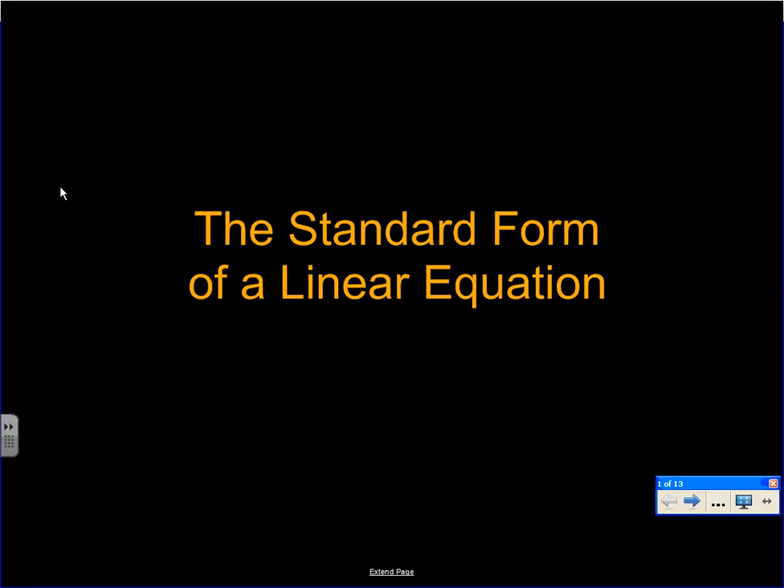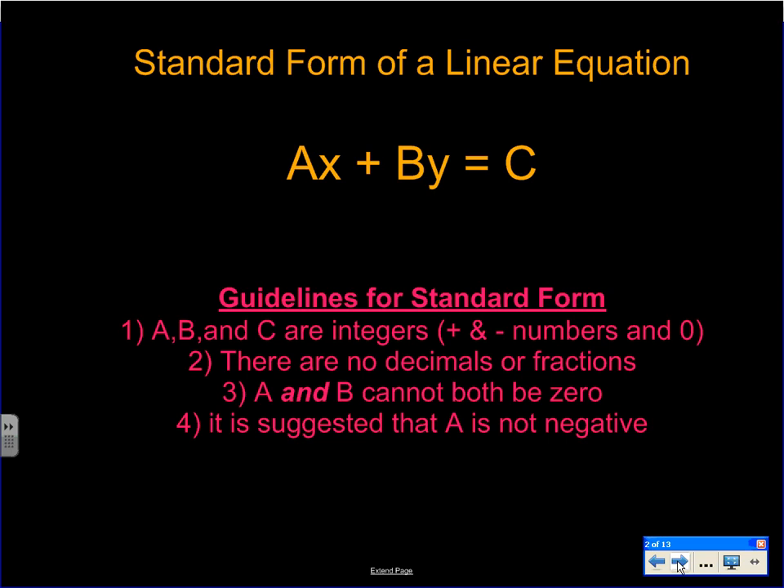Welcome to our video on writing linear equations in standard form. We're going to look at how the standard form of a linear equation is typically written. Well, it's always written like this.